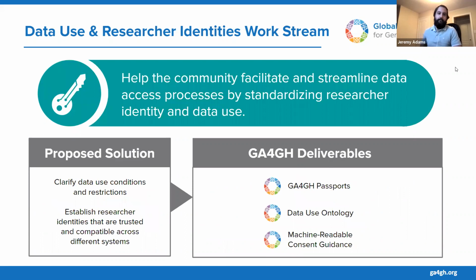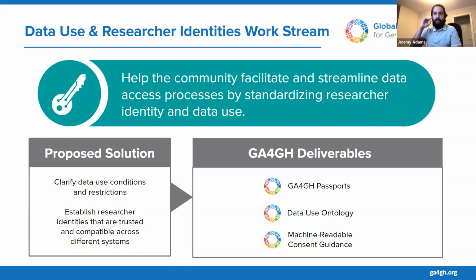Okay, so now we'll move on to the Data Use and Researcher Identities work stream, or DURI for short. So the overall aim of the DURI work stream is to enable researchers to efficiently discover genomic data and then apply to get access automatically based on their digital identity, and if required, based on machine readable research purpose ontology and vocabulary to access certain data sets with restrictions about their use. So this overall aim is enabled by three main DURI standards.